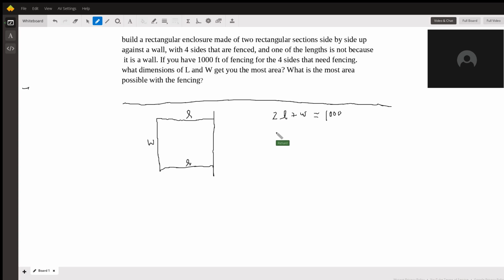And the area, of course, of this enclosure is just length times width. Okay, so this is a nice little system. We're going to rewrite this one so that W is equal to 1,000 minus 2L, and we'll substitute this. So now the area becomes a function of length because that's the only variable we're going to have. We'll start with the L, leave that alone, and we'll substitute in the W.